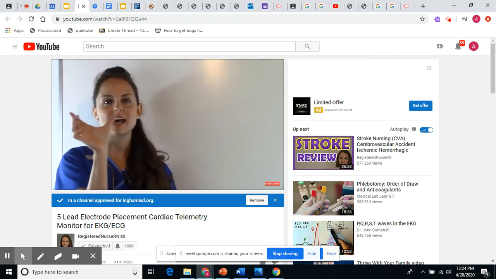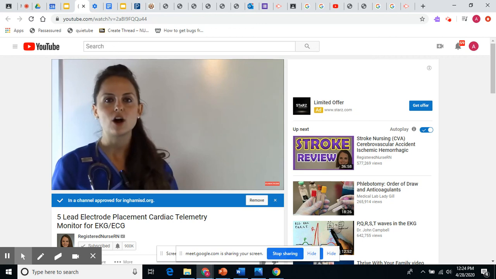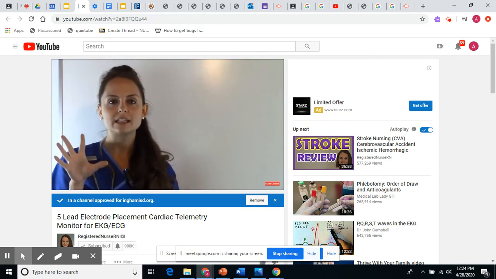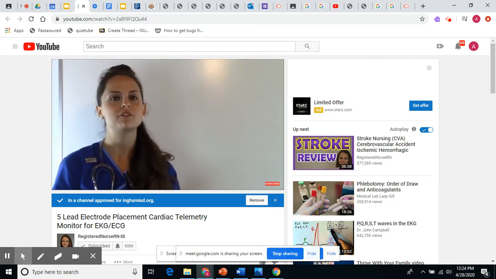The boxes vary in size. They can be relatively big or small depending on the type of supplies that your hospital bought. And there's 5 connections that will go on the chest, and they have different colors. And those colors really throw people off.